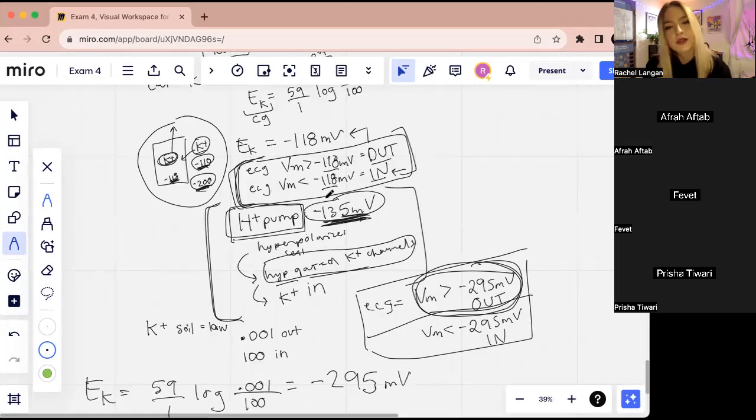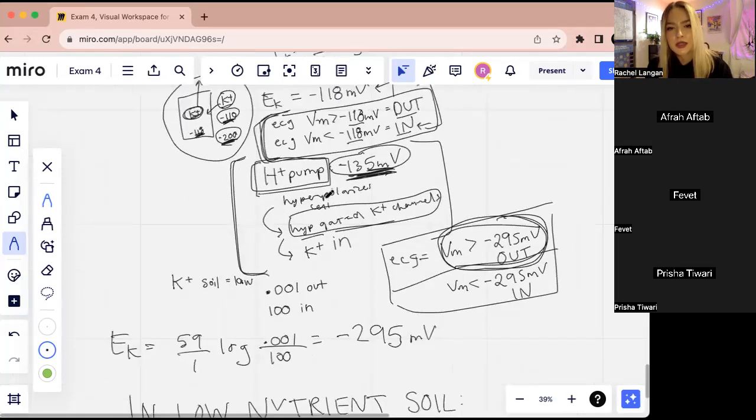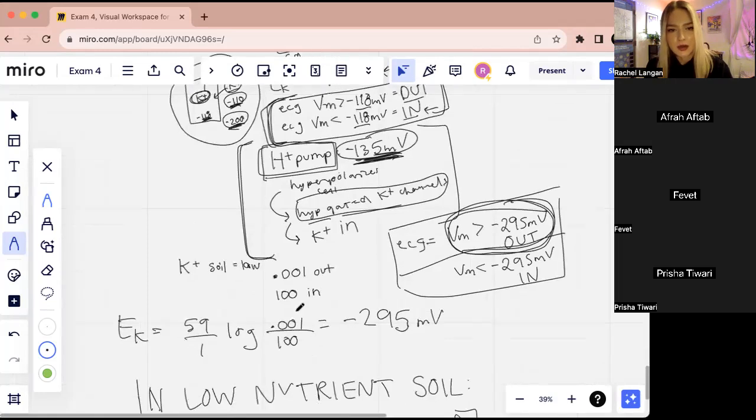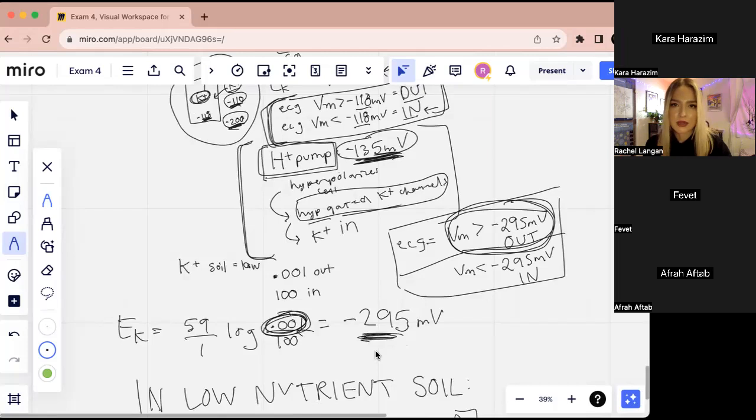And the other kind of relationship that you should notice here is, if you're in the situation of a low nutrient soil, you can see what's happening in the math is that this number becomes more negative. If you were dealing with a high nutrient soil, this number going up would make this more positive. That could be helpful too. Yeah, another question?